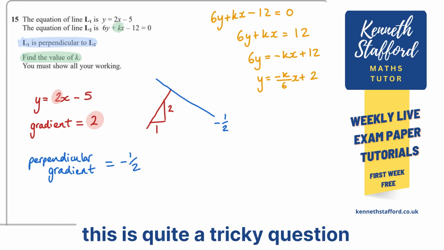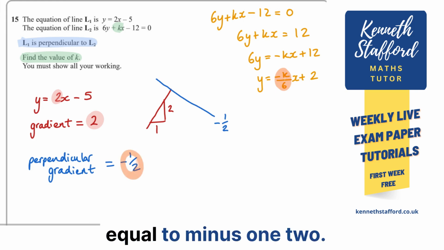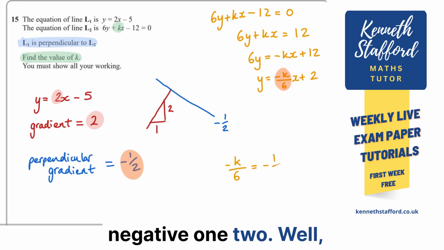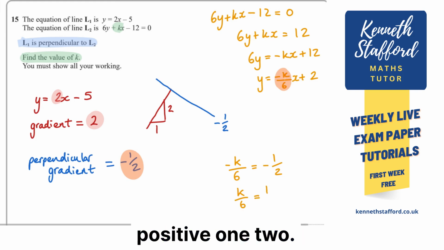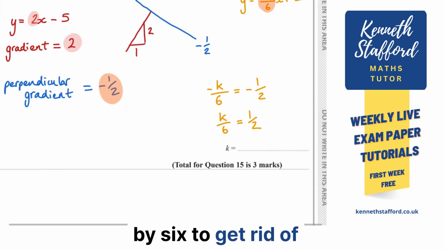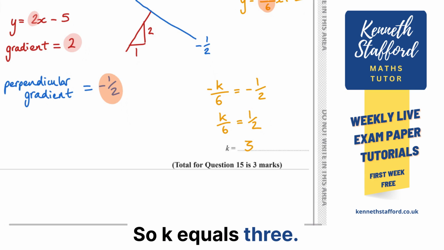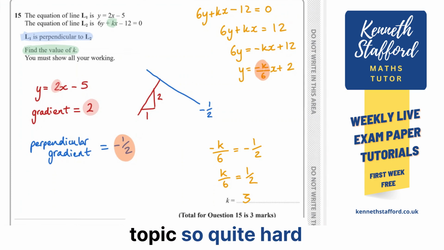Now what we can do, this is quite a tricky question, is put the -k/6 equal to -1/2. So -k/6 equals -1/2. Well, therefore, positive k/6 is +1/2. And to figure out what k is, we need to multiply both sides by 6 to get rid of the divide by 6. And 6 times 1/2 is 3. So k equals 3. Quite a tricky question there, even if you generally get this topic. Still quite hard to get to k there.